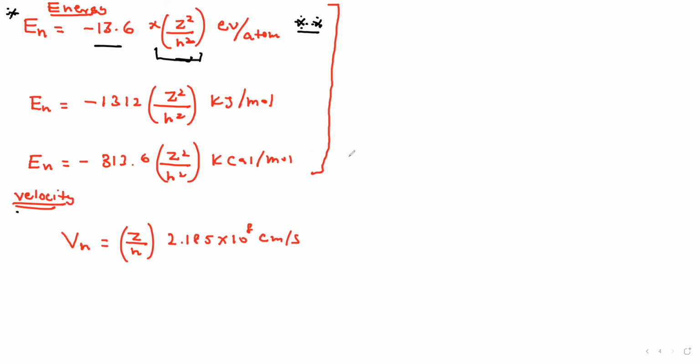Now next target, I'm going to discuss hydrogen spectra. This is very important. Please note, hydrogen spectra. This is our example topic. Now see, please note, hydrogen spectra.